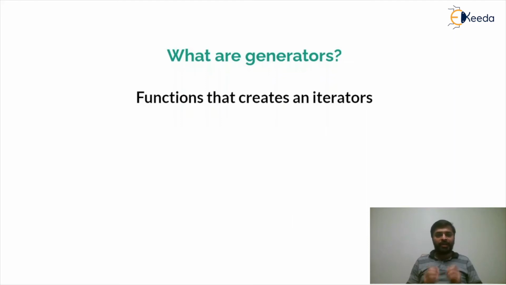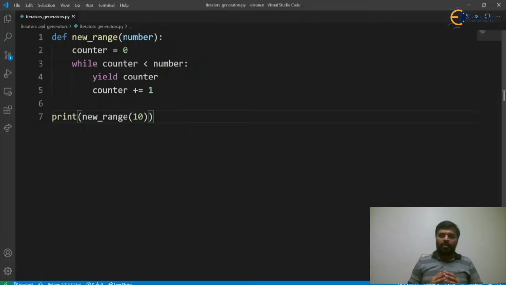For more clarity, let's see an example of this. Here we have created a new range function which accepts one parameter, that is a number, and this new range function is going to return us an iterator object for every new iteration. Internally, this new range function has defined a counter variable which is acting as an incrementer, and the while loop checks whether the counter value is less than the number that we have passed. This while loop will be paused or halted because of the yield statement on line number 4.